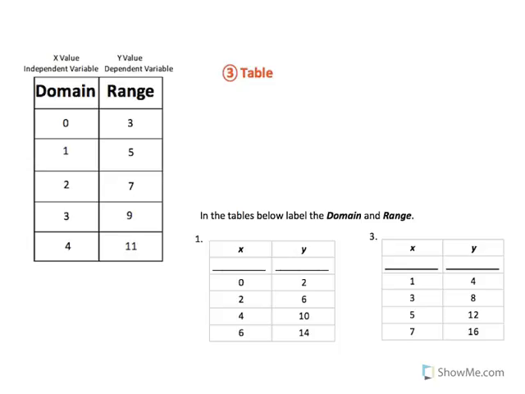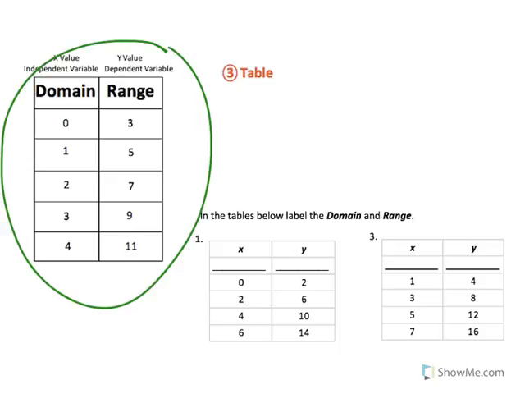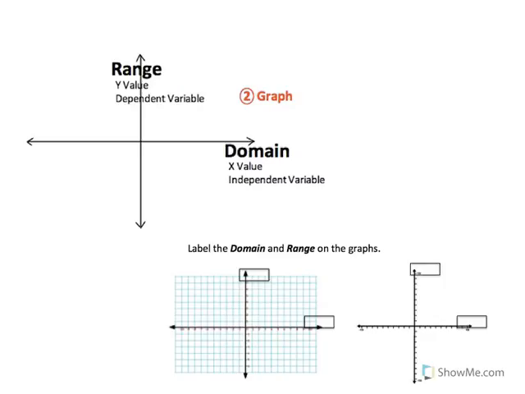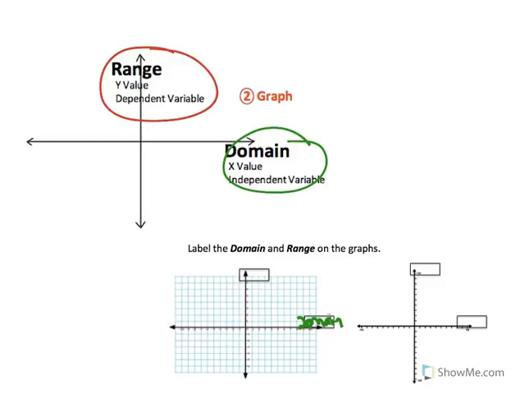We can also find the domain and range in a table. In a table, X is always on the left, and we call that one the domain. On the right, we have Y, and we call that the range. Here we have the domain, and here we have the range. On a graph, the range is the Y value, and the domain is the X value. If we were to put that on a graph, it would look like this. X is the domain, Y is the range.